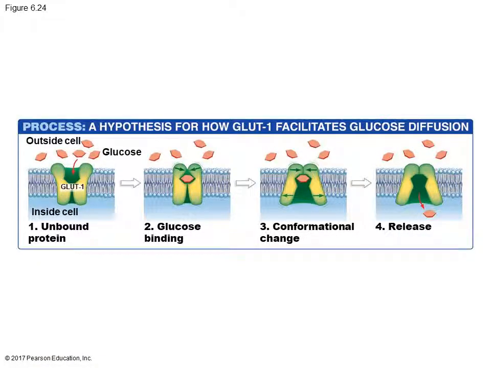In this diagram, you can see that this carrier protein is really fancy, and the protein itself moves. It opens out, closes, and then opens inward, releasing glucose. So this carrier protein is meant for the movement of sugar or glucose across the phospholipid bilayer.